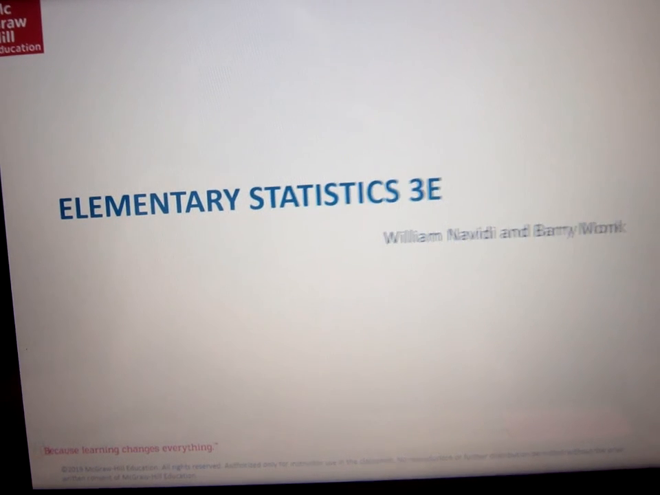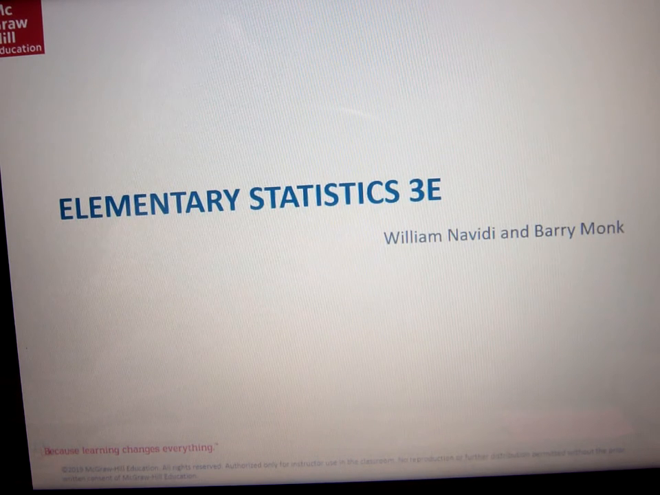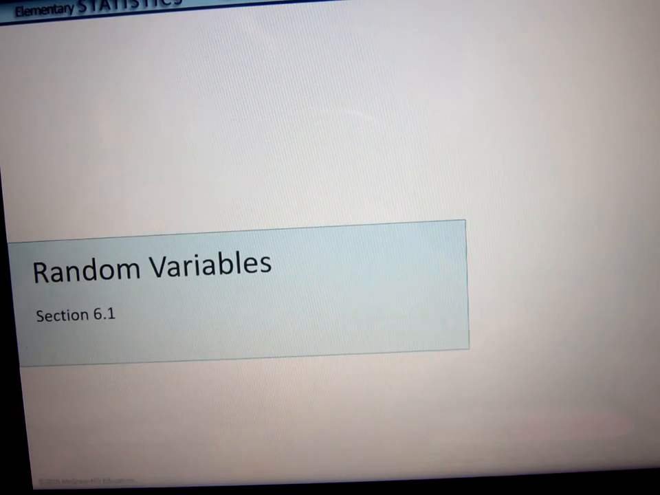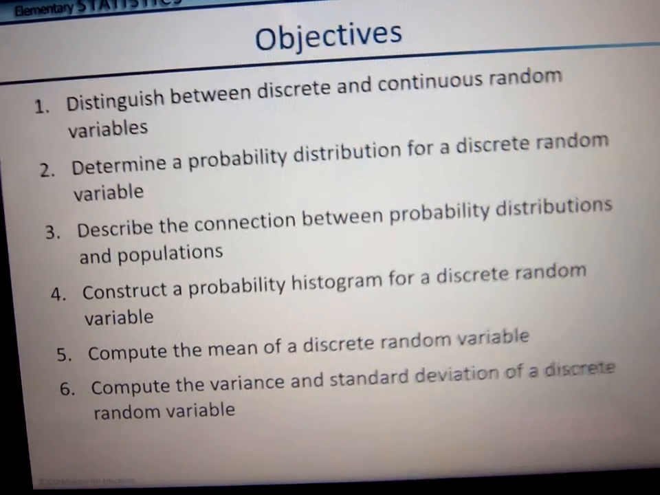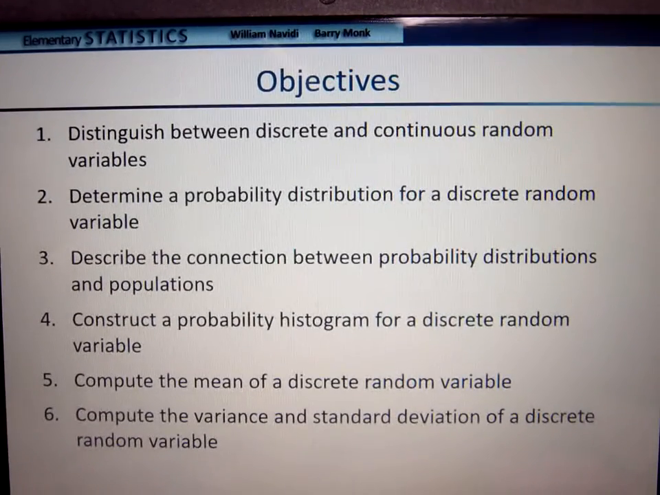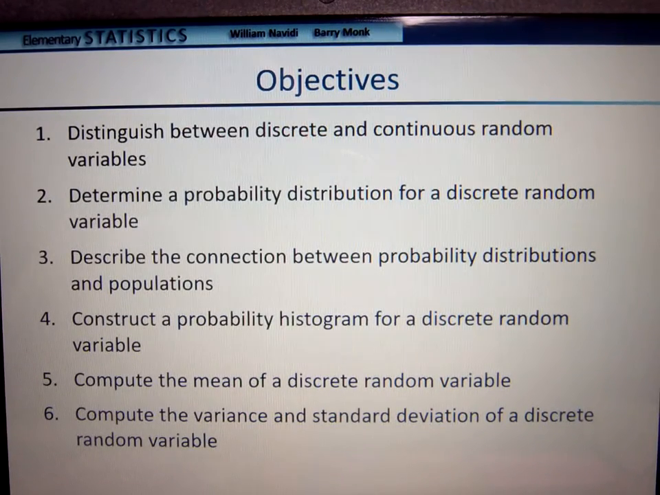Now we are in Chapter 6. So, Chapter 6, we are going to be taking a look at random variables. The objectives of this chapter: distinguish between discrete and continuous random variables.